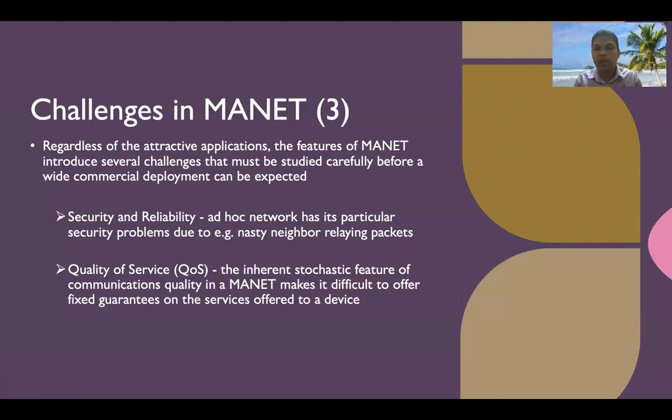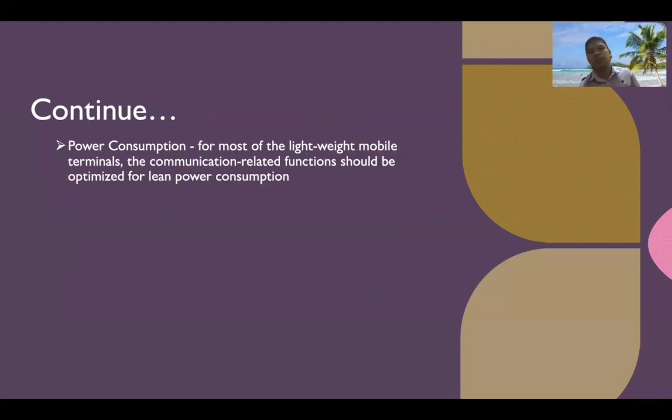The second one is quality of service. This happens because of the inherent stochastic feature of communication quality in MANET. It means that it is difficult to offer fixed guarantees on the services offered to a device. The last one is power consumption. For most lightweight mobile terminals, the communication-related functions should be optimized for low power consumption.